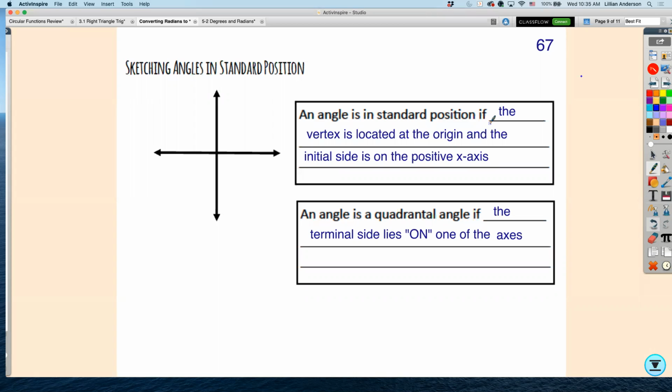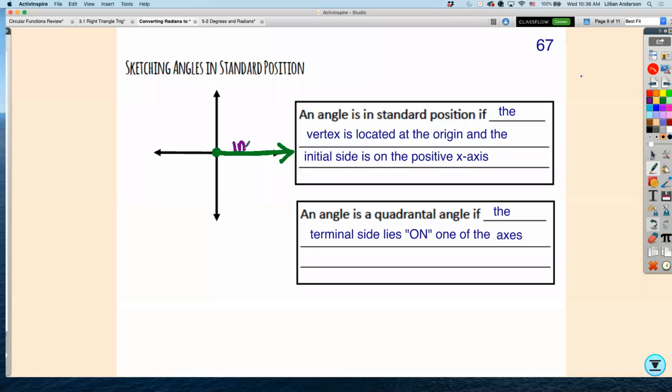An angle is in standard position if the vertex of the angle is located at the origin and the initial side is on the positive x-axis. So what that looks like is essentially this. You have the angle that you are drawing. Its vertex is at the origin, and then one of its sides is fixed to the positive x-axis. That means it is not going to move or change or be anywhere else but on the positive x-axis.